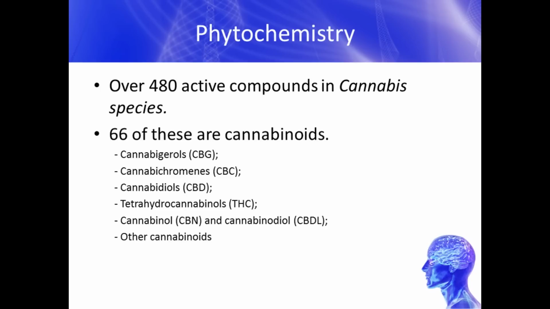It's a complicated plant. There are over 400 active compounds, 480 active compounds in cannabis species. Of these, the ones that most people are interested in are the cannabinoids. There are 66 active cannabinoids, and I listed the different groups here. We're going to give them the initials: CBG, CBC, cannabidiol, which is one that we're interested in, THC, which is one that most people have heard of, CBDL and CBN, and then there are a whole host of others out there.